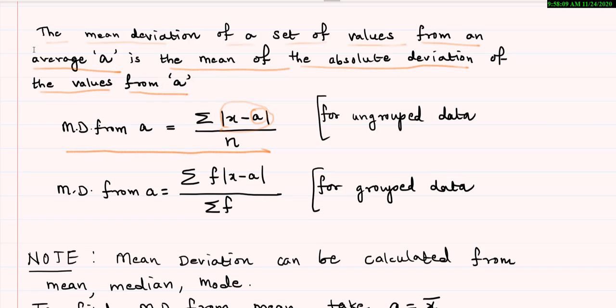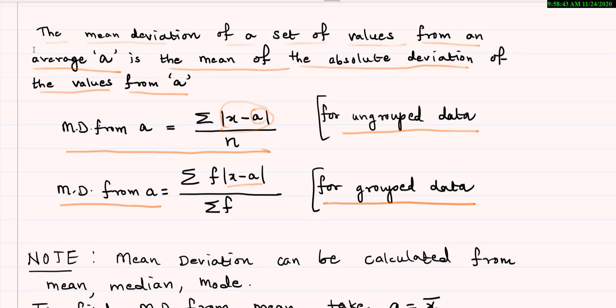And obviously this is the formula for ungrouped data. You don't see any frequency here. So this is the formula for ungrouped data. Whereas for grouped data, the mean deviation from A, how do we calculate? Again, start from inside. First find out mod of x minus A, multiply that value by f, do it for each pair of x and f, take the summation and then divide it by total number of observations, which is total of f, that is summation f.